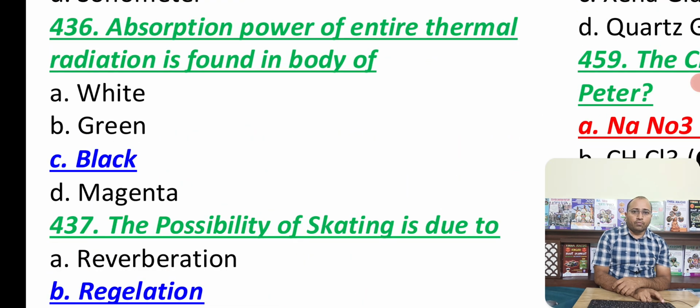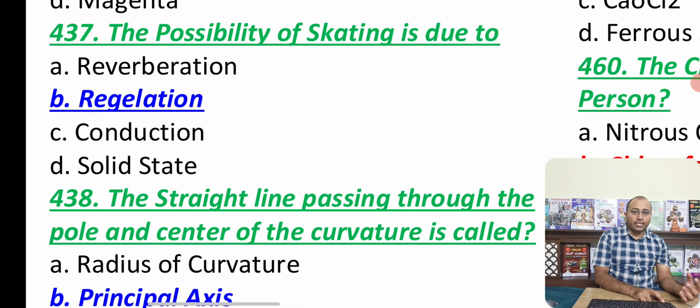Absorption power of entire thermal radiation is found in a black body, guys. You should know about this. Regarding absorption power of thermal radiation, normally black bodies, like black clothes and black bodies, directly absorb the heat, and obviously all black surfaces also heat up. White directly reflects, it's a bad absorber, you can tell. That is the reason why we wear light colored clothes during the summer.